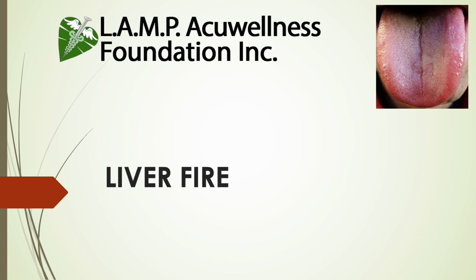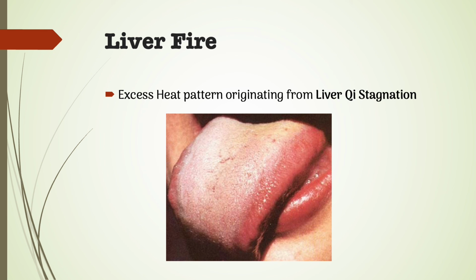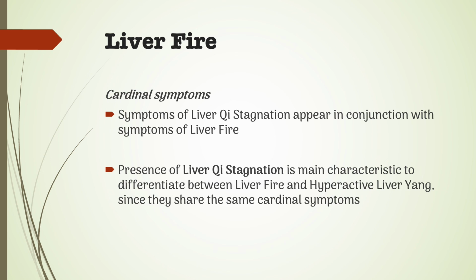Liver fire. Liver fire is excess heat pattern originating from liver qi stagnation. Cardinal symptoms: symptoms of liver qi stagnation appear in conjunction with symptoms of liver fire. Presence of liver qi stagnation is the main characteristic to differentiate between liver fire and hyperactive liver yang, since they share the same cardinal symptoms.